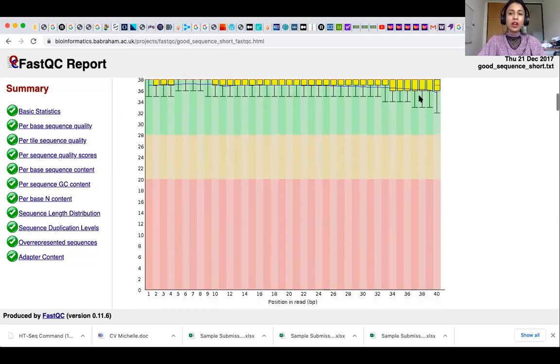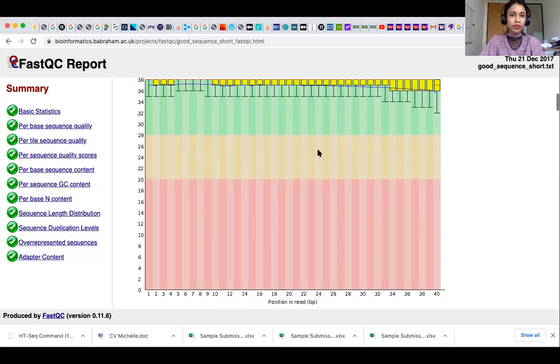So if your error bars go down into the red zone, which is below 20, then you will need to do some pre-processing to get rid of the poor quality reads. Okay, since everything is within the green zone, then you don't have to do any pre-processing or getting rid of poor quality reads or anything of that sort, because it's quite good quality.